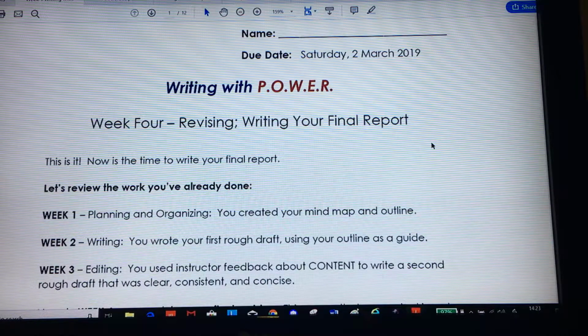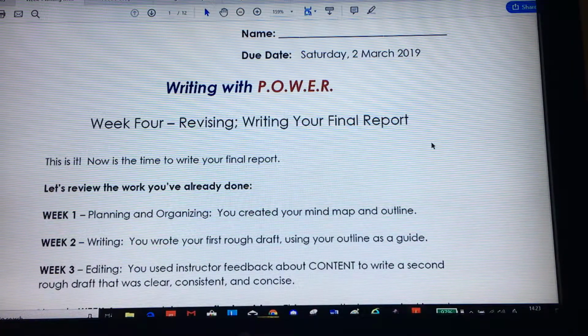And what we're going to be doing today is writing your final report. We'll be going back over the tasks that you did in the previous weeks and looking at all of the edits, incorporating those into your final report so that you have a client-ready, polished, error-free report to submit.